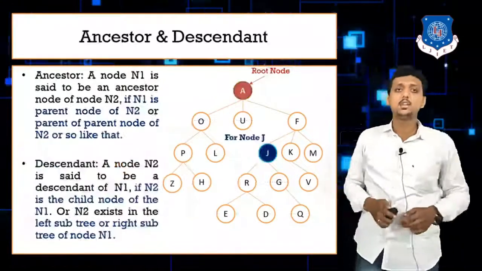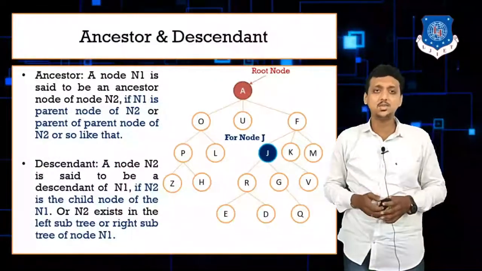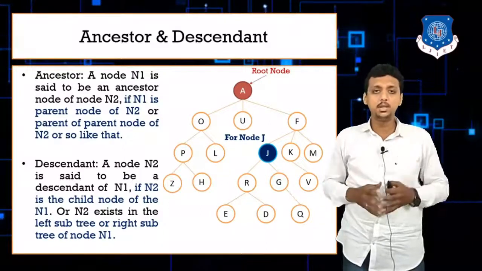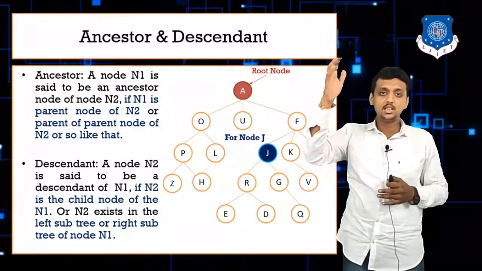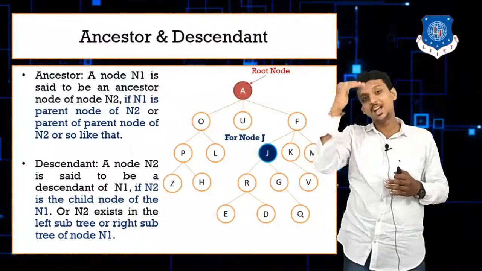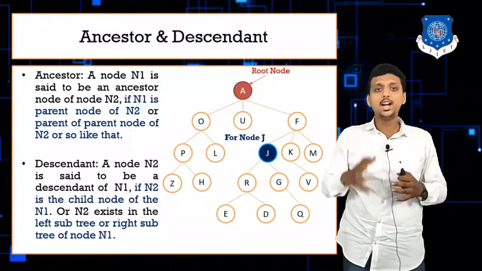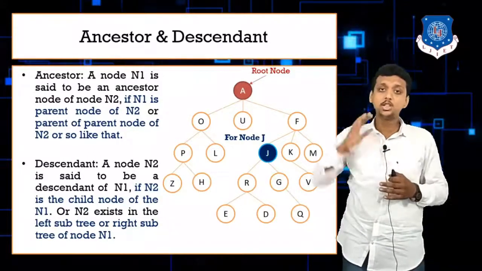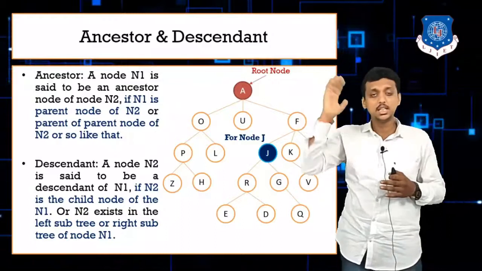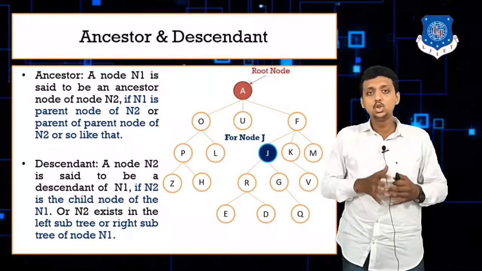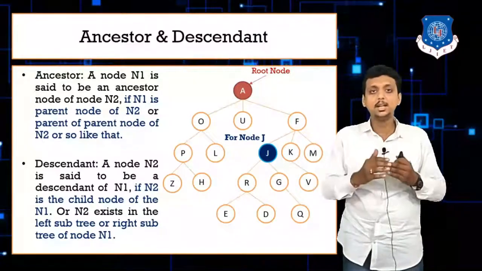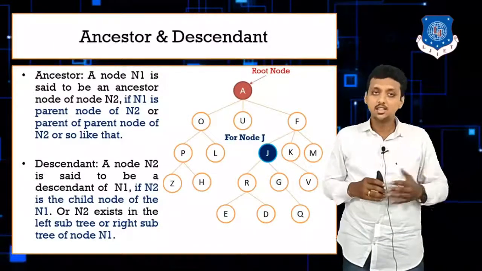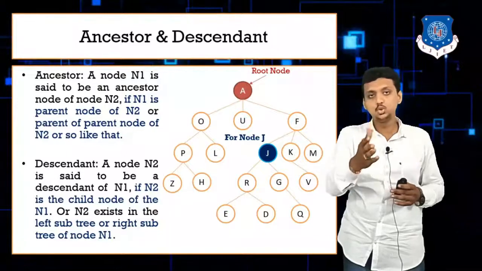Fine. So now the next is ancestor and descendant. Students, in our hierarchy, if you talk about our family, your grandparent, then your parent, and then you. So this is a hierarchy. In this hierarchy, the ancestor means the upper side of our level. Like for you, your parent and your grandparent are known as ancestors, and for them, you are a descendant.